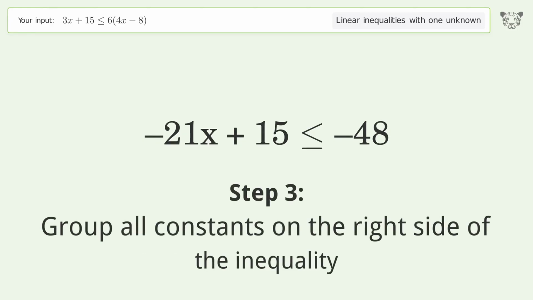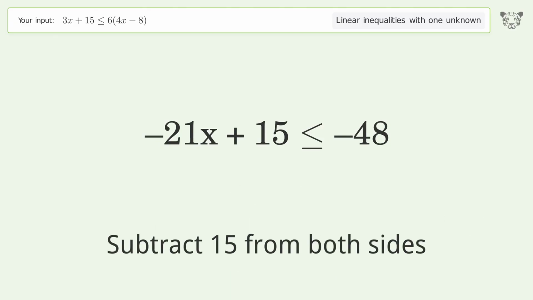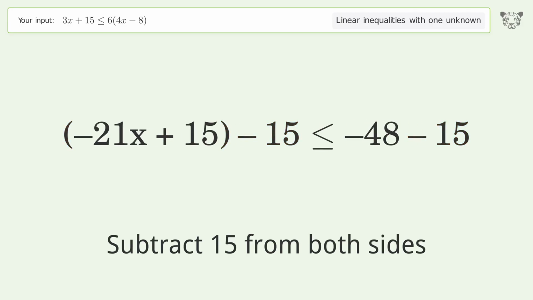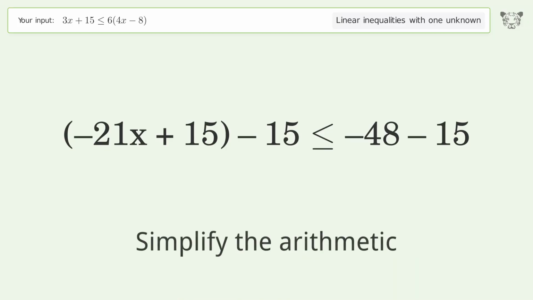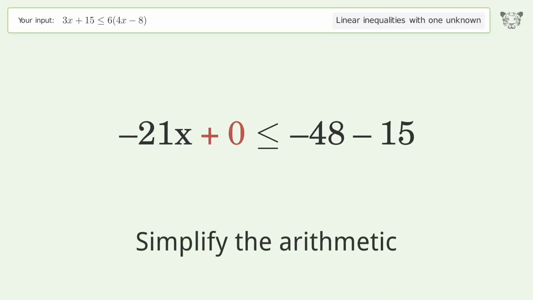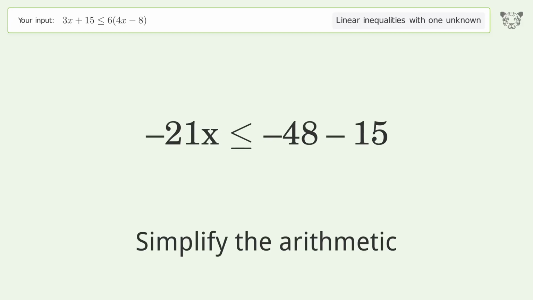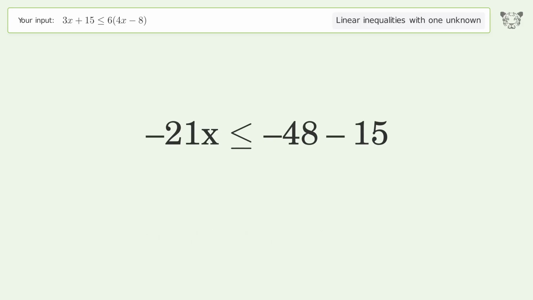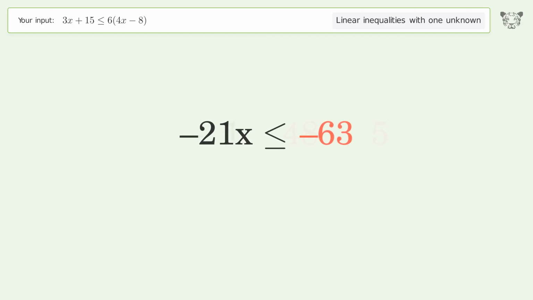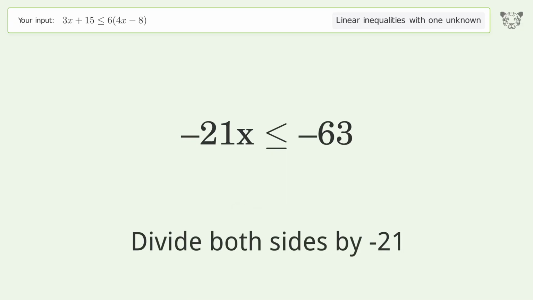Group all constants on the right side of the inequality. Subtract 15 from both sides. Simplify the arithmetic. Isolate the x. Divide both sides by -21.